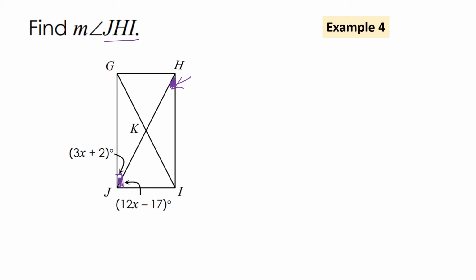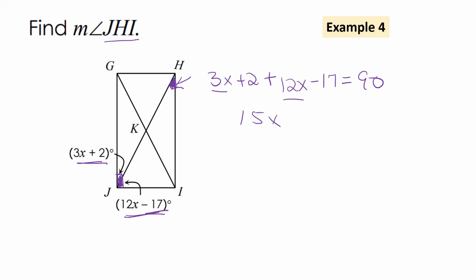So to find x, I could set these two expressions equal to 90, or their sum. So that would be 3x plus 2 plus the 12x minus 17. Both of these together would be equal to 90 degrees. Now I'm just going to solve for x. So 3x plus 12x, 15x, 2 minus 17, negative 15 equals 90.